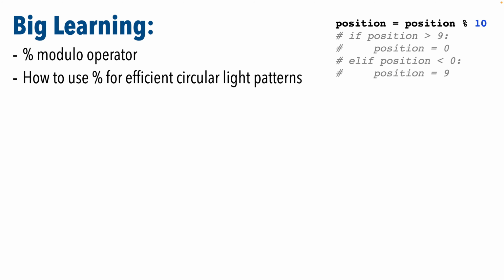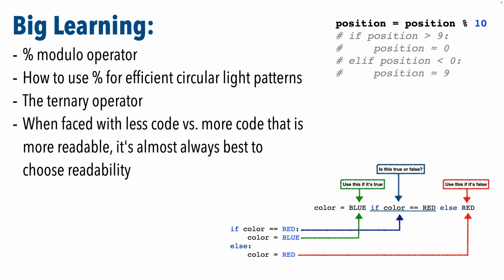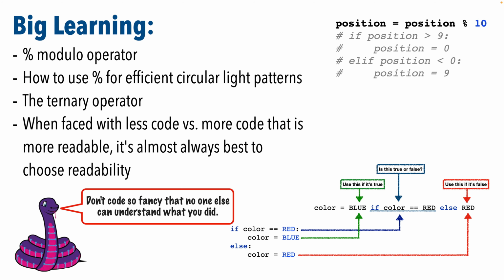And we also learned about the ternary operator and how we can take 4 lines of if-else code and turn it into a one-liner. But I'll also add one more piece to this big learning. If you're ever faced with a trade-off of less code versus more code that's more readable, it's almost always better to choose readability, even if that means more code. Now ultimately, it's up to you to decide if you think the if statements are easier to understand than mod or ternary operator, but you should definitely know both of those 2 new statements that we learned.